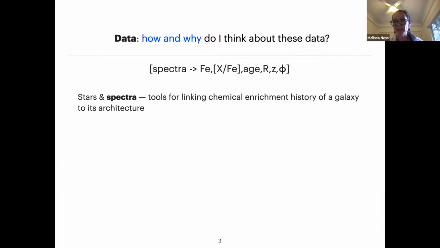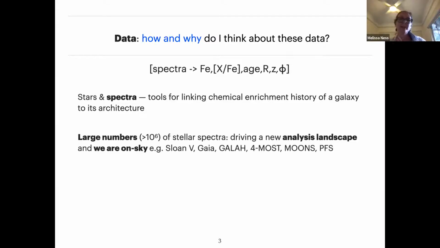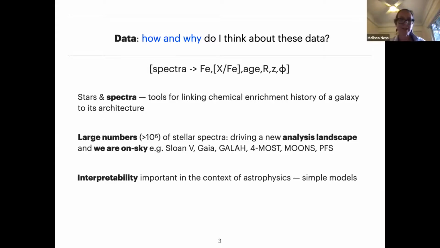Stars and spectra are my tools for linking the chemical enrichment history of a galaxy to its architecture. Spectra are my go-to when I want to answer this big picture question of why the Milky Way looks like it does. We have these really large numbers of stellar spectra, and that's been driving a new analysis landscape, and there's no stopping us, we're obtaining more data with all of these new surveys.